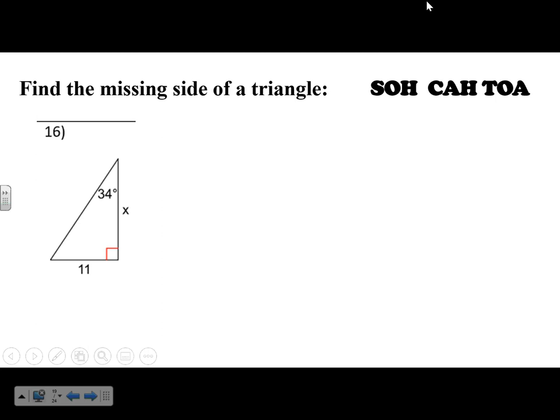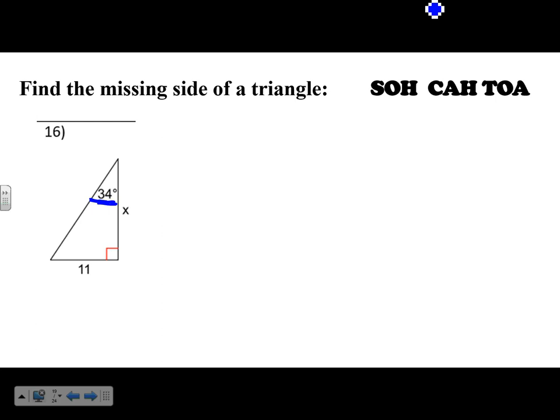So now we're going to use trigonometry to find missing sides of triangles. Instead of using the Pythagorean theorem, we couldn't use it because we don't know this side and we don't know this side. With the Pythagorean theorem, we need to know 2 out of the 3. We don't know that side, but we do know this angle. So this is how you're going to start this one. We're talking about angle 34, so that's the angle we're focused on.